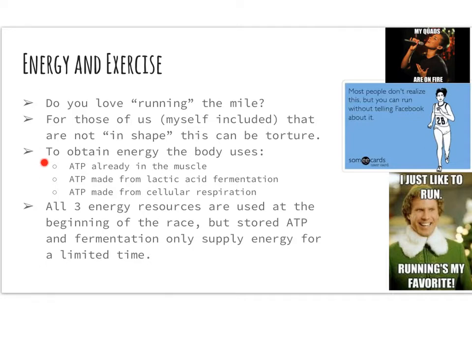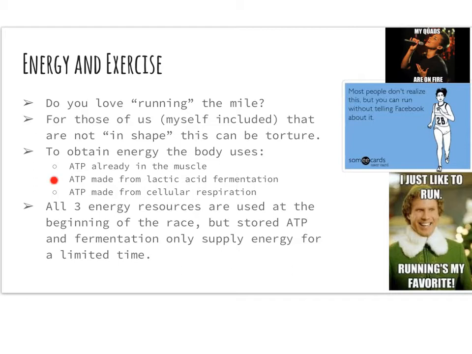But where I want you to start looking is right here. To obtain energy, the body uses ATP from three locations. Number one, it's ATP that's already in the muscle. So we have a small storage bank, and we'll later talk about how it's glycogen, that's what form it's in, but ATP that's already in the muscle.